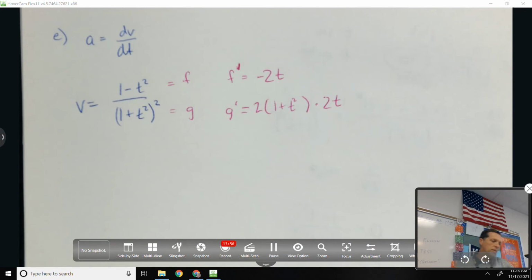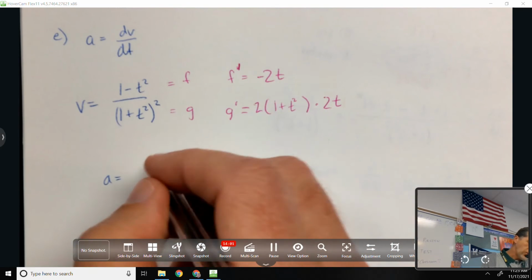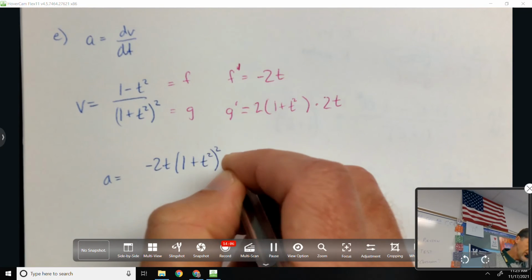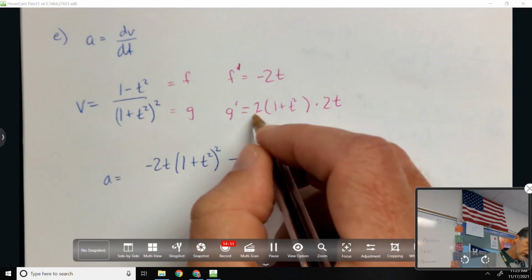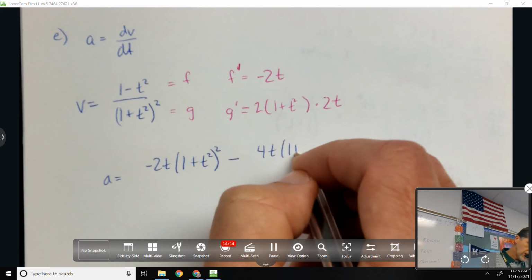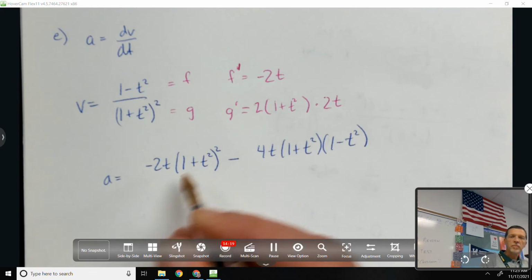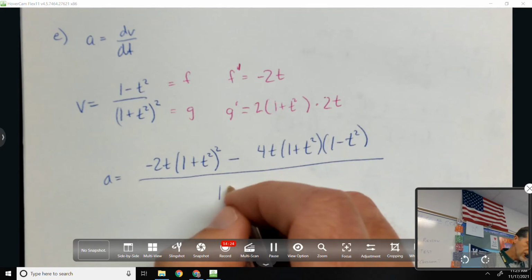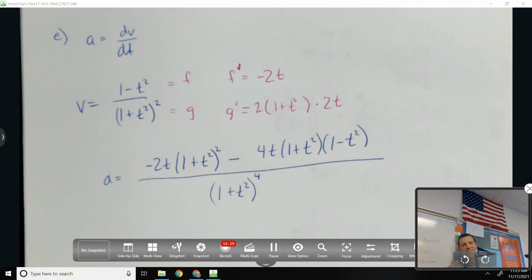This is going to be ugly, but that's okay. GF prime minus FG prime. GF prime, minus all of that: 4t times 1 plus t squared times 1 minus t squared. Maybe that simplifies. Maybe I don't want to mess with it. All over 1 plus t squared, squared, or to the fourth. Do a little bit of algebra.